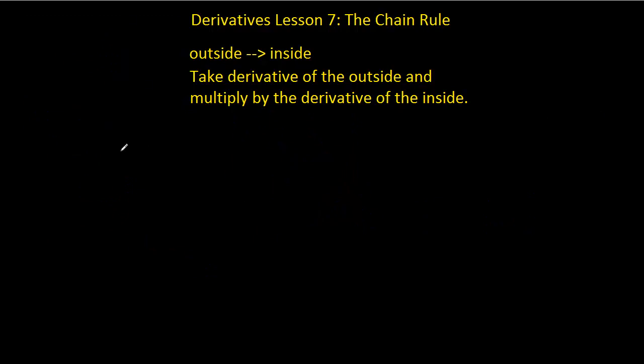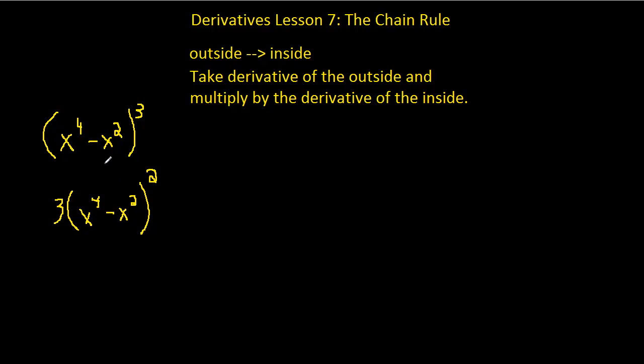Let's just do a couple more. So why not (x to the 4th minus x squared) cubed. Here's another example. So we go outside to inside. Outside, we get this. And I didn't really mention this before, but you always leave the inside intact like this. Just the outside, pretend it's one unit.